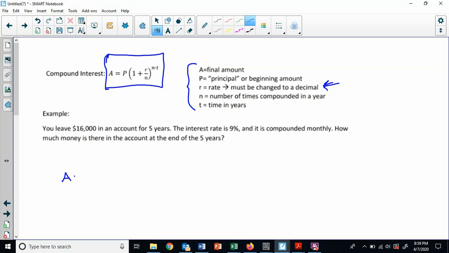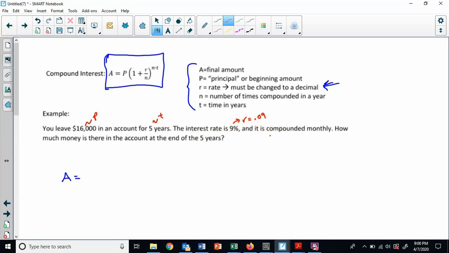Okay. So look, you leave $16,000 in an account for 5 years at an interest rate of 9%. It's compounded monthly. How much money will there be at the end of 5 years? Okay, well, let's label some of these pieces here. 16,000, that's what you're starting with, so that's your P. 5 years, I give it to you twice. That's the number of years, right? T. Here's your rate, R, but we got to make it a decimal. 9% is, move the decimal place twice, 0.09, or you could divide it by 100 to get 0.09.